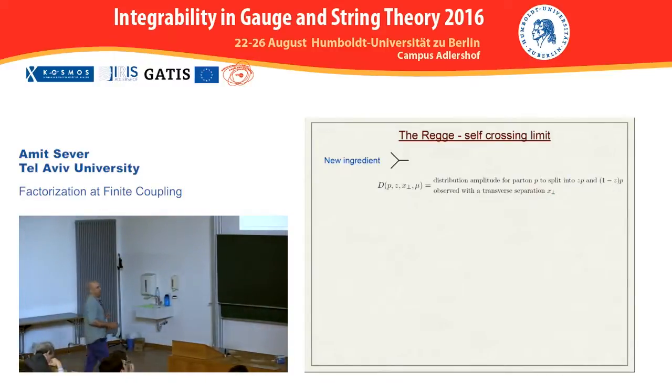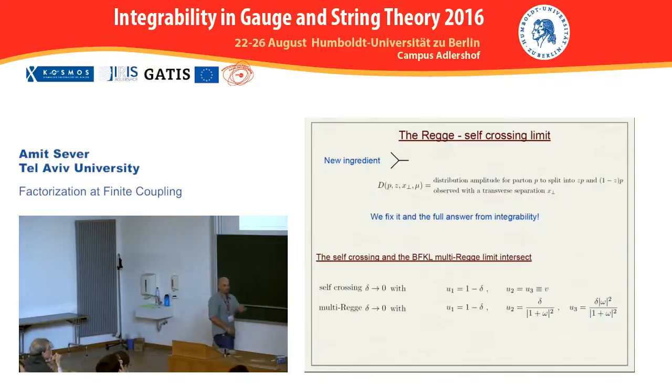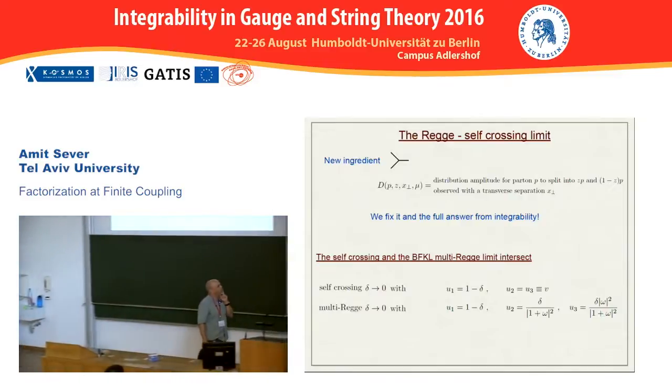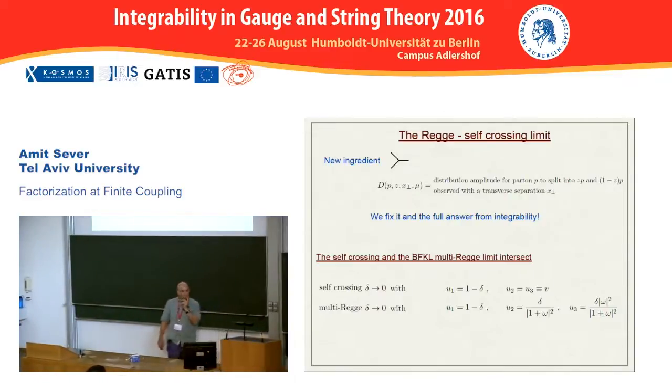It turned out that this self-crossing limit has a corner where it overlaps with the multi-Regge limit, or the BFKL limit. The self-crossing limit is a limit where you take some parameter, I'll call it delta, to 0. In terms of u1, u2, u3, you take u1 to 1 and u2 to be equal to u3. The multi-Regge limit is very similar. You take u1 to 1 and u2 and u3, not necessarily equal, but both go to 0 at some specific rate. So we see that the two overlap. If in the Regge limit we ask for u2 to be equal to u3, this omega is just a phase.